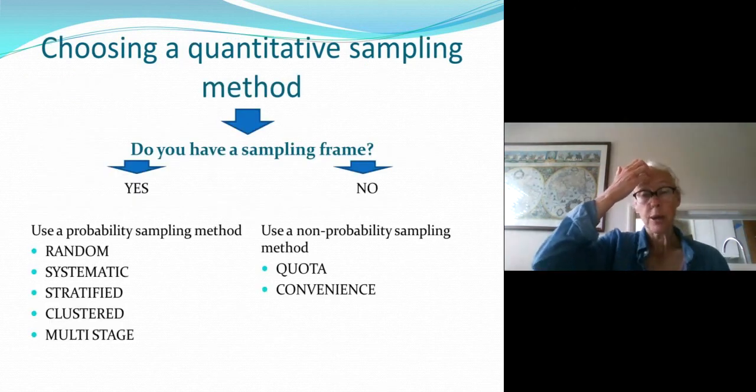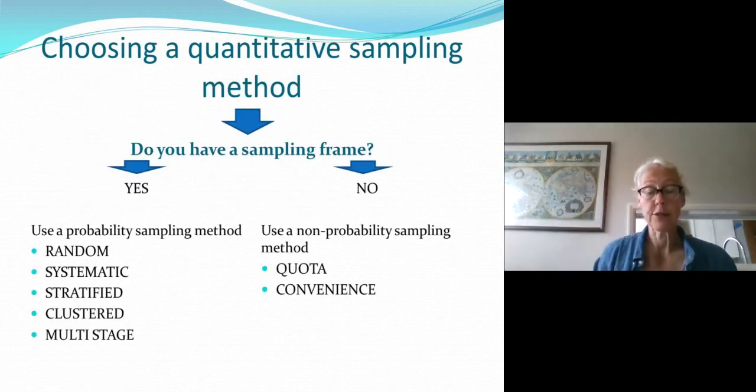If you're needing to use a quantitative sampling method, first consideration is, do you have a sampling frame? Now, if you're not sure what that is, go back and watch my first recording on sampling. If you do, which on the whole is fairly unlikely if you're doing a dissertation in the events, sport, tourism, hospitality field, but you might have, then you've got scope to use a probability sampling method, as it suggests on the left-hand side there. So you might use random sampling, systematic sampling, stratified, clustered, or multi-stage.